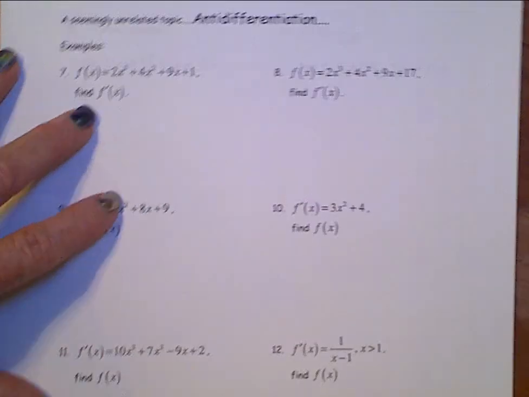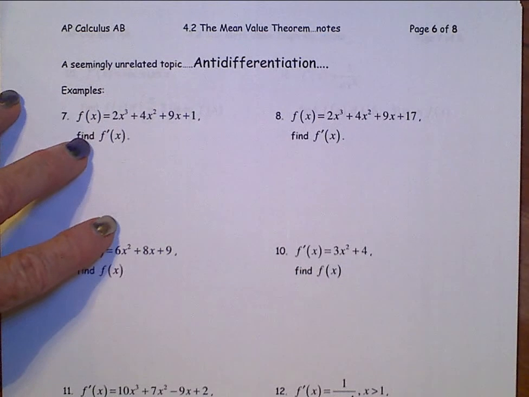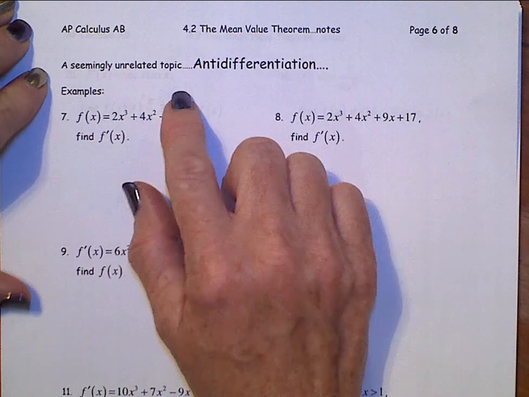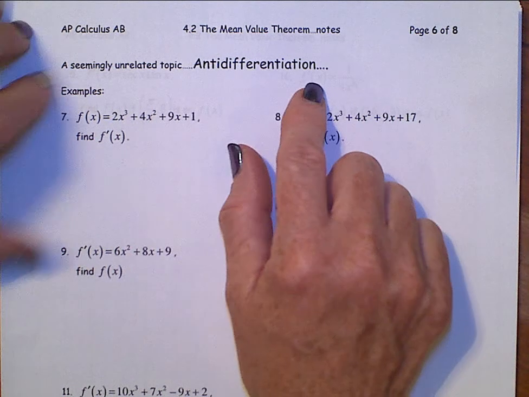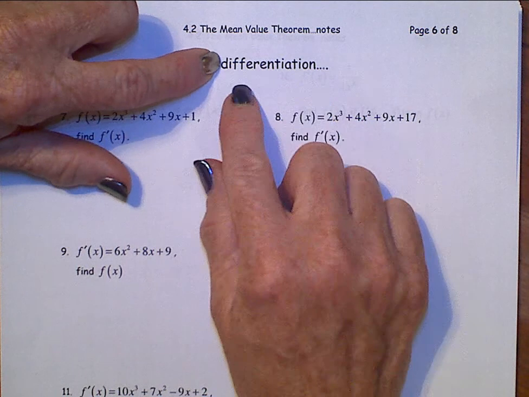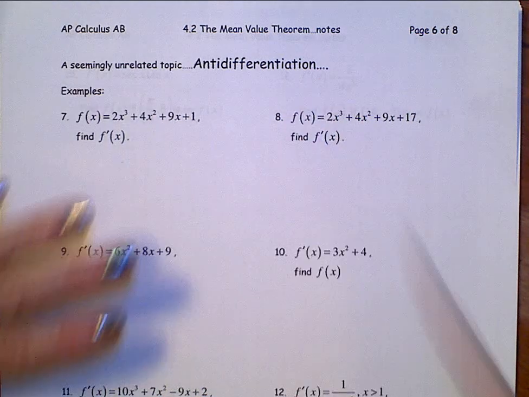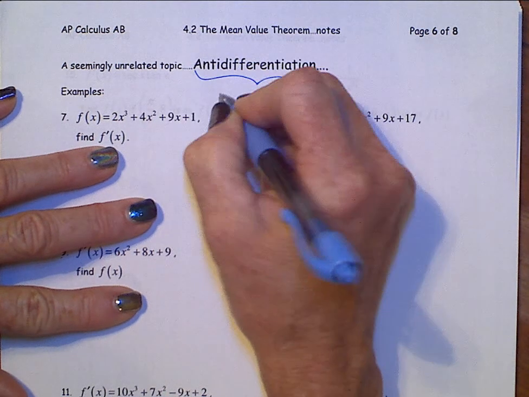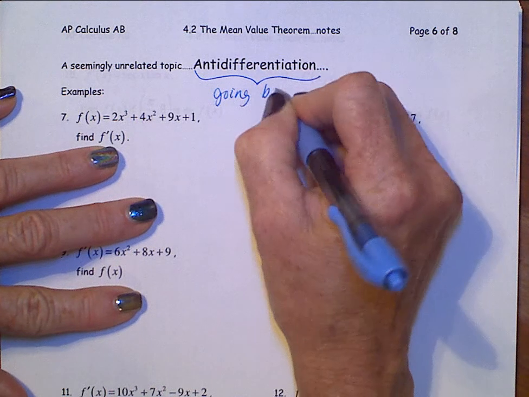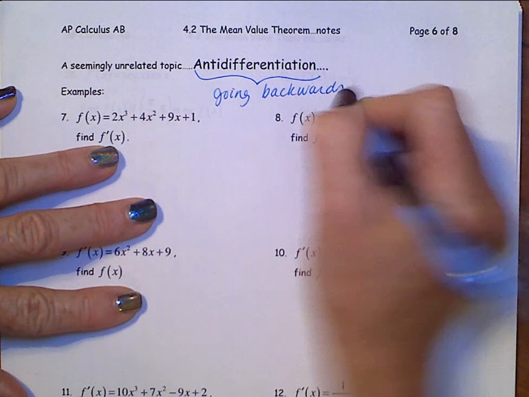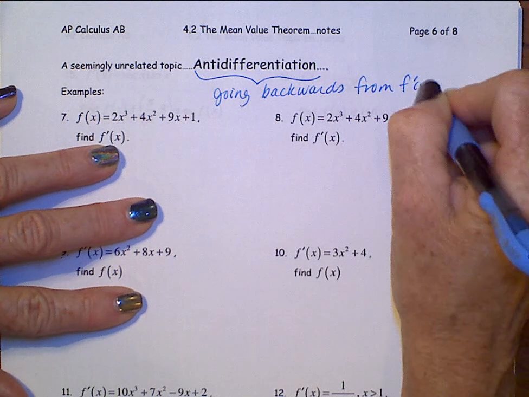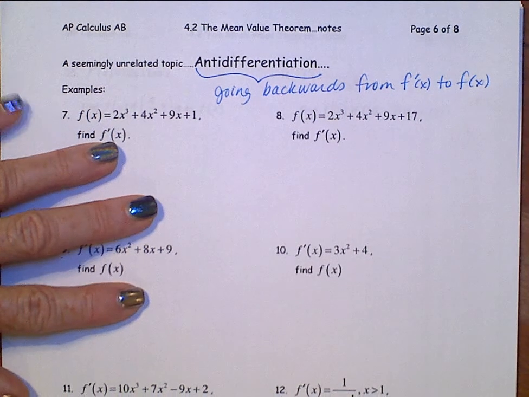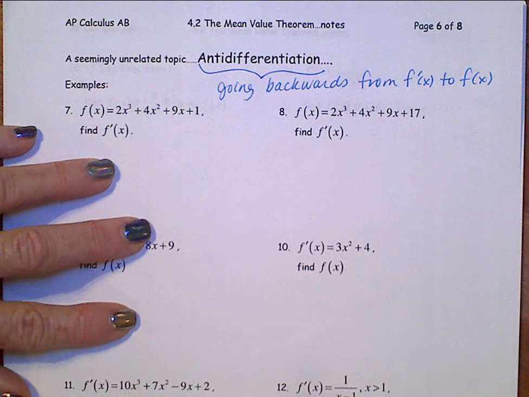This is AP Calculus, section 4.2, page 6. Alright, so a seemingly unrelated topic, we're going to do some anti-differentiation. And if you think about differentiation as kind of going forward, anti-differentiation is going backwards from f prime to f of x. Okay. Alright, so let's just start here, and we are going to start going on forward here.